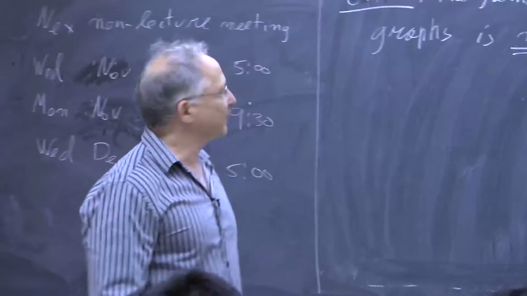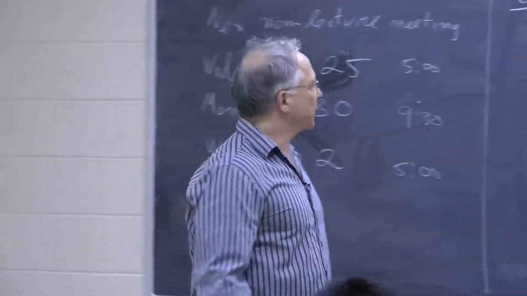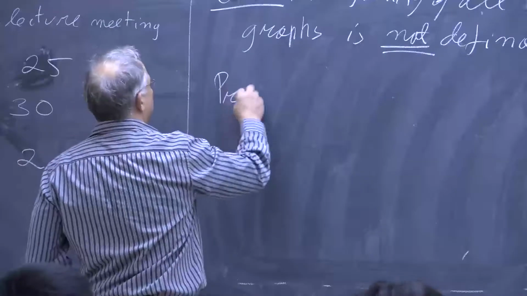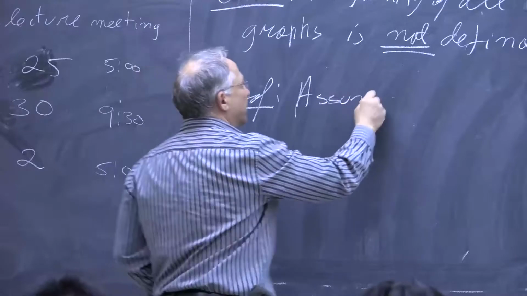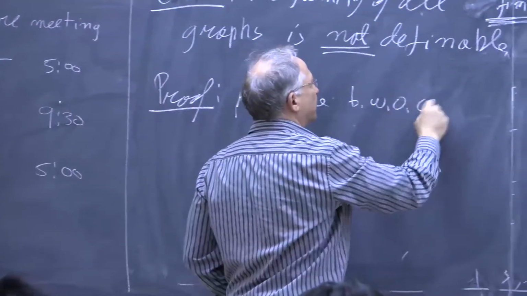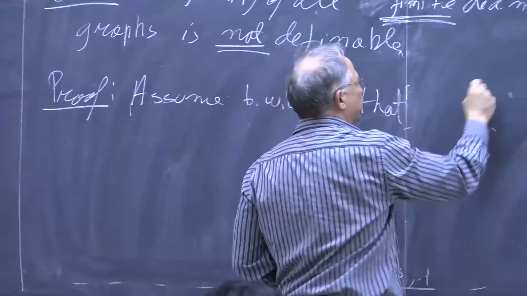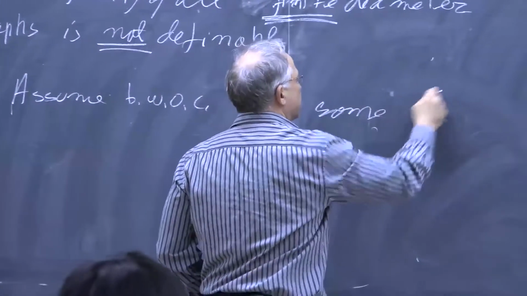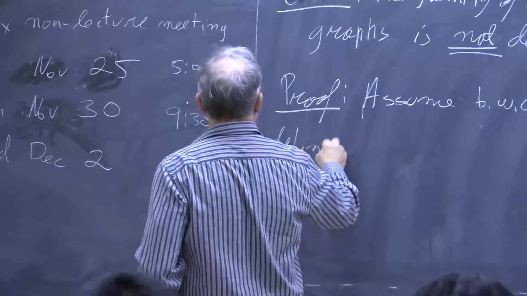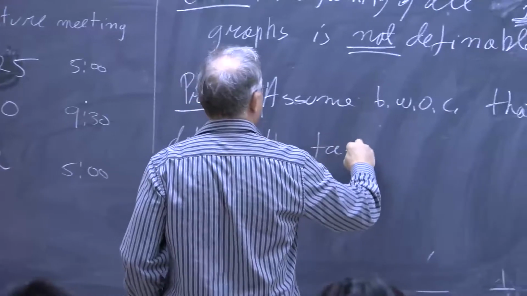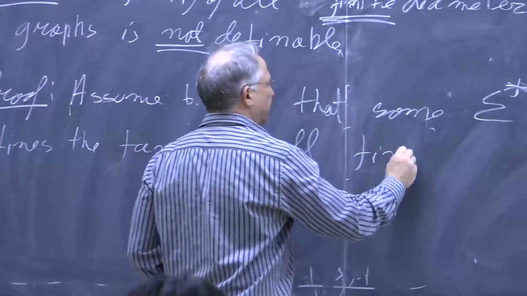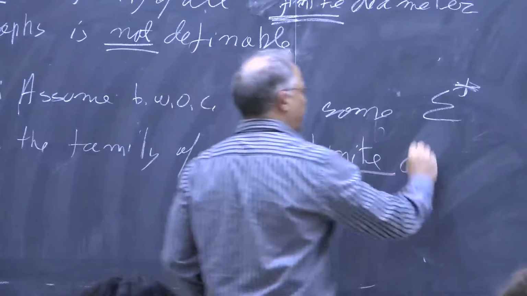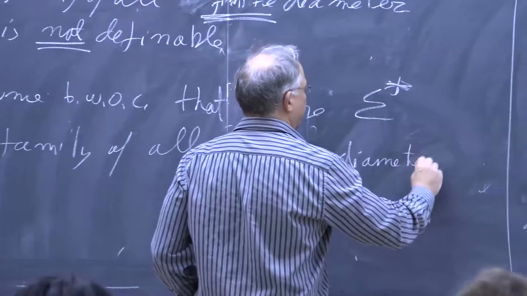Now, how shall we do it? We'll do the same kind of argument, so the proof will be very similar. I just want you to get used to this type of argument. So the proof: assume by way of contradiction that I have some sigma star that defines the family of all finite diameter graphs.